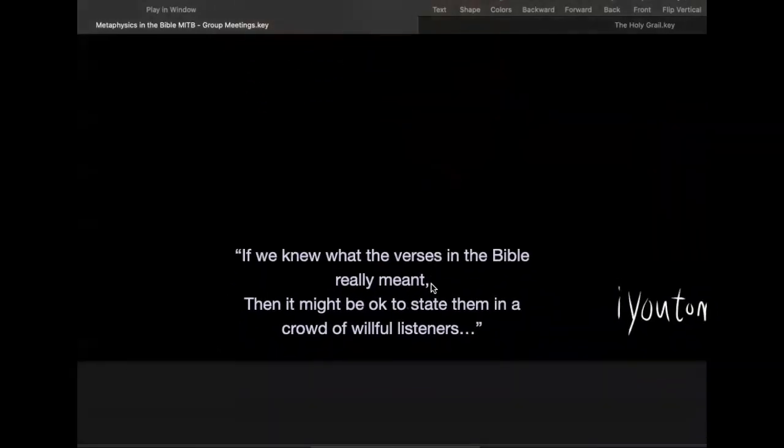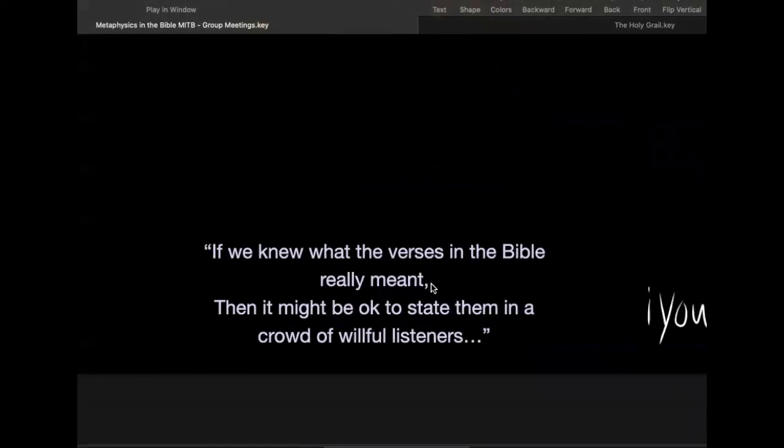I'm not sure where this following quote came from, nor can I find it anywhere now. But it says, if we knew what the verses in the Bible really meant, then it might be okay to state them in a crowd of willful listeners. This is kind of ironic that we're doing this in this small group. We keep trying to get to the physical temple because of language, calendars, and Bibles being misinterpreted. And now we're forming small groups to refine the lost truth. It's so invigorating. This is raising our spiritual temple. So this raising of our spirituality is obviously now upon us. Look at everybody. There are so many people raising their spirituality, their Christ consciousness.